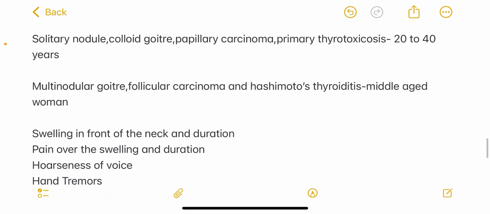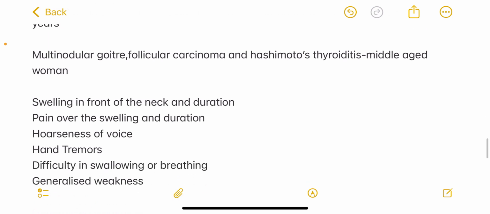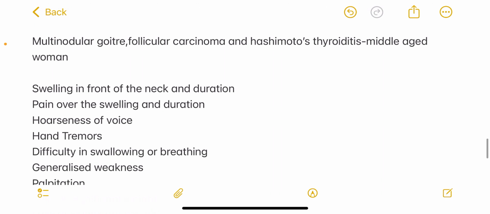Then most of the time it presents as a swelling in front of the neck, and the duration is very important while presenting the case. I'll be coming up with a case itself in my next video, where we'll discuss how to properly present a case. But these are some of the important points which can be asked or which are to be kept in mind while doing the case. So swelling along with the duration, and whether there is pain over the swelling, and if pain is there, then the duration of that, and is there any associated features like hoarseness of voice.